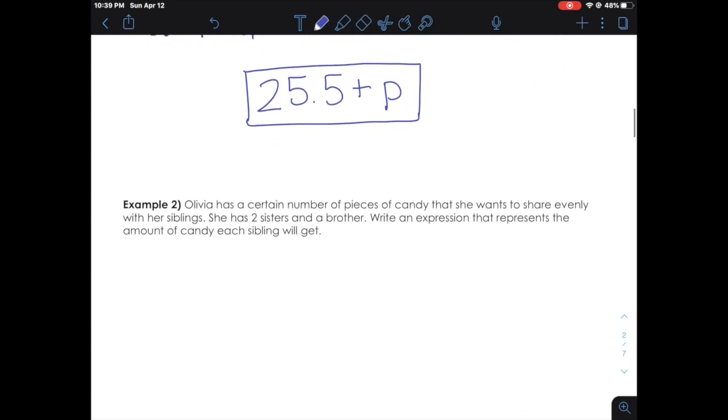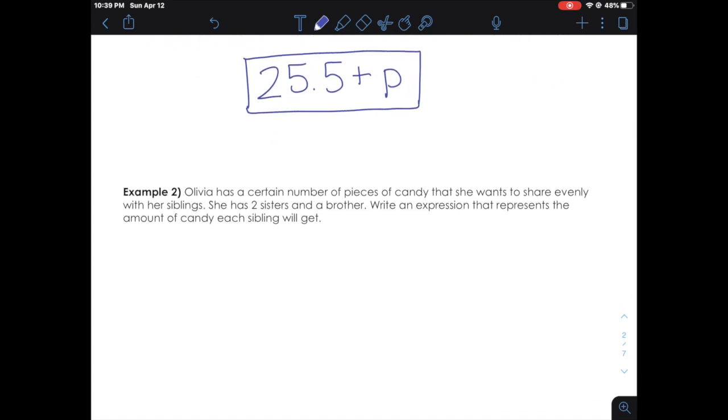All right, on to example number 2. Olivia has a certain number of pieces of candy that she wants to share evenly with her siblings. She has 2 sisters and a brother. Write an expression that represents the amount of candy each sibling will get. So let's start by marking up this text. Olivia has a certain number of pieces of candy. So that sounds like that's going to be our variable. And since we're talking about candy, we'll use the letter C.